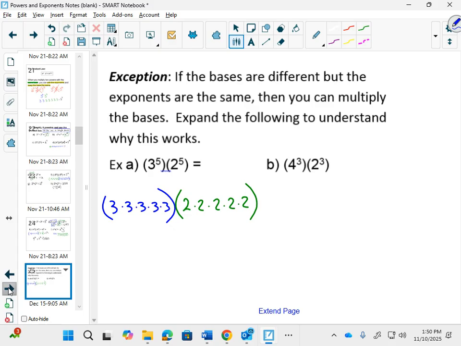You guys know already that if you change the order when you multiply things, it doesn't change what it's equal to, right? So 3 to the 5 times 2 to the 5, check this out. That would be 3 times 3 times 3 times 3 times 3, and 2 times 2 times 2 times 2 times 2. I'm going to rearrange these. How many threes do I have? I have 5 threes. How many 2s do I have? 5 2s.